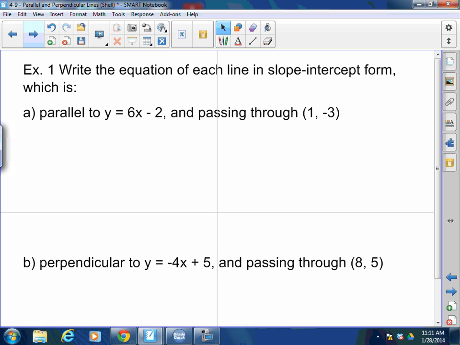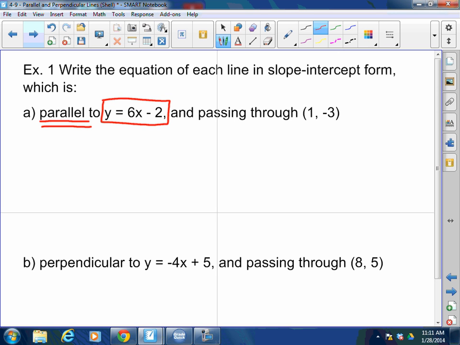Now, here we go. Write an equation of each line in slope-intercept form, which is A, which is parallel to this equation, and it's passing through this point. You know that I am a huge labeler. I love to label things. That's why I do well in math. So the point they gave me, that's my x1, y1. So in the steps we just looked at, what is step 1? The original slope in this case is 6.